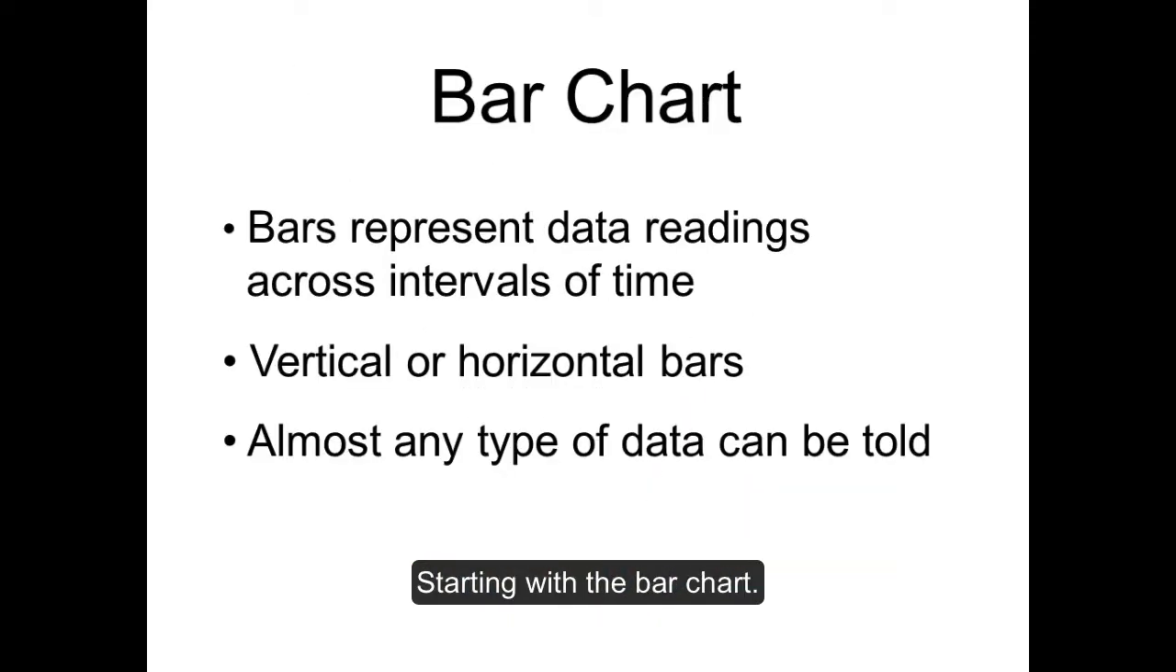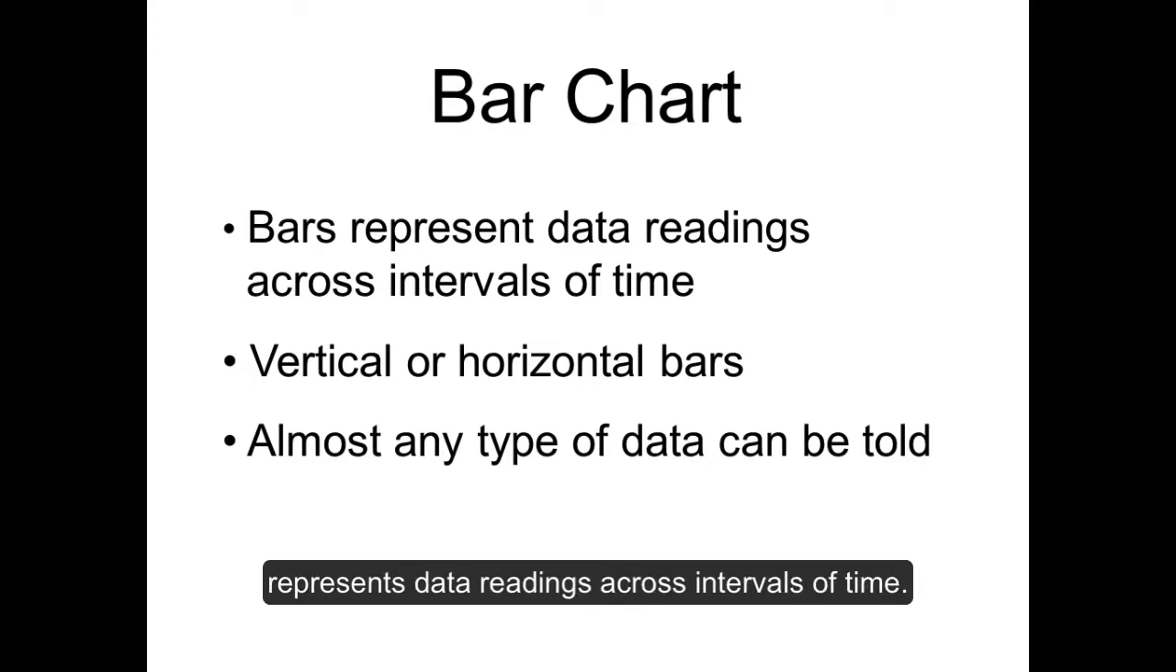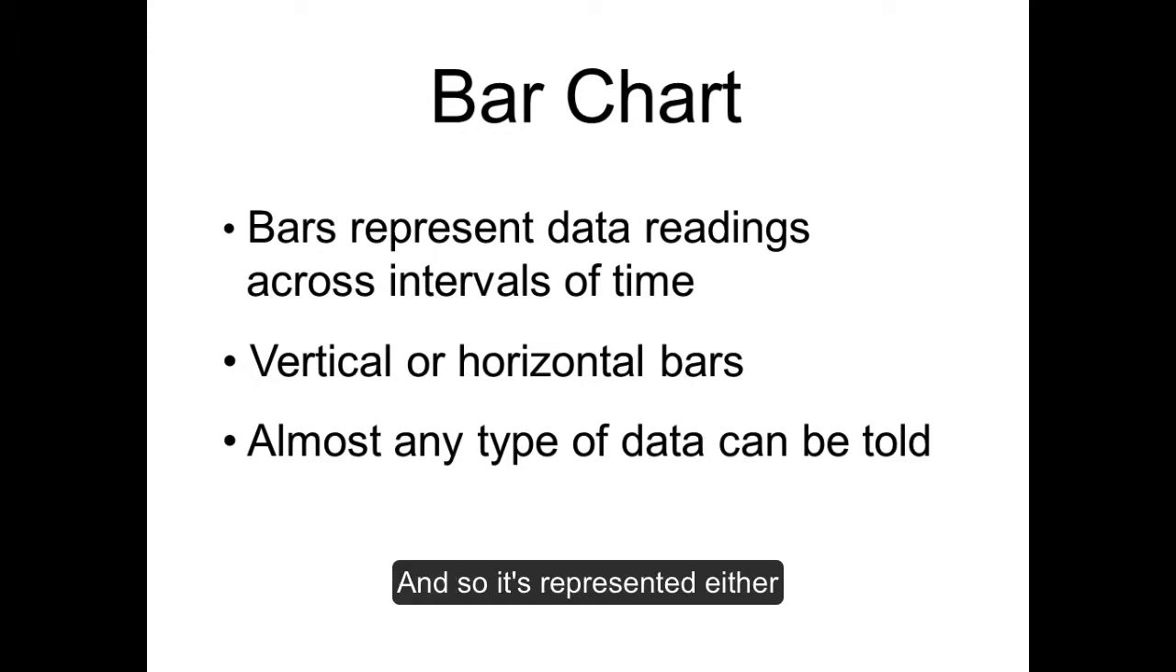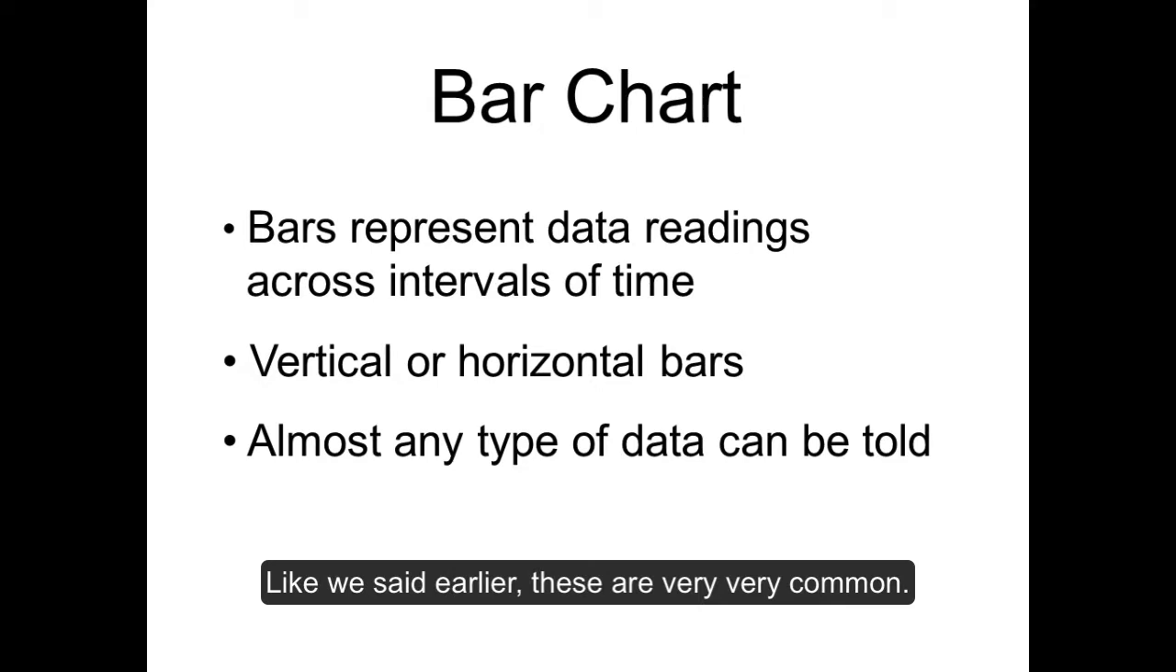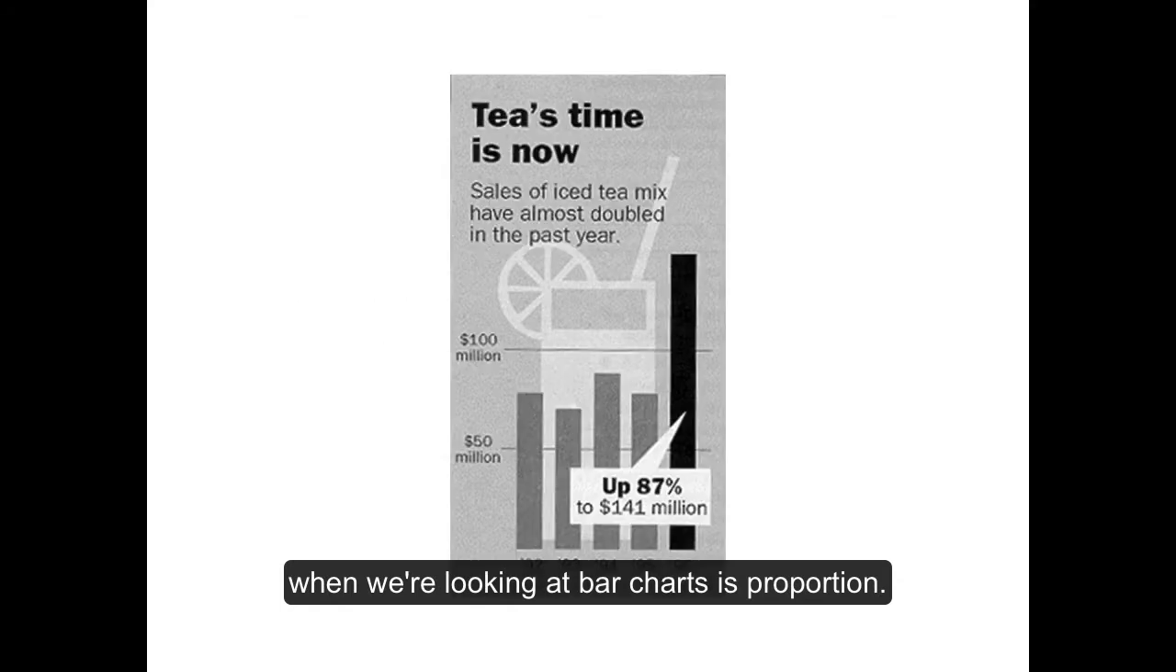Starting with the bar chart. So the bar chart, by definition, represents data readings across intervals of time. And so it's represented either with vertical or horizontal bars. And almost any type of data can be told with a bar chart. Like we said earlier, these are very, very common. A couple of key things to think about, though, when we're looking at bar charts is proportions.